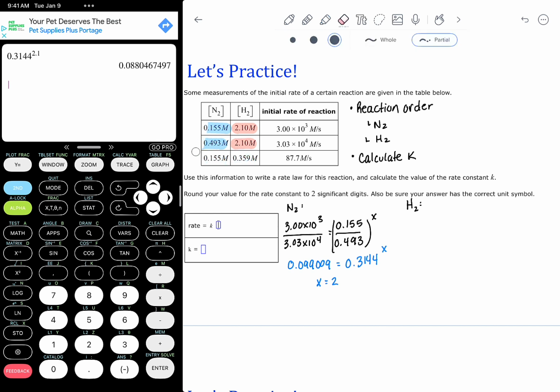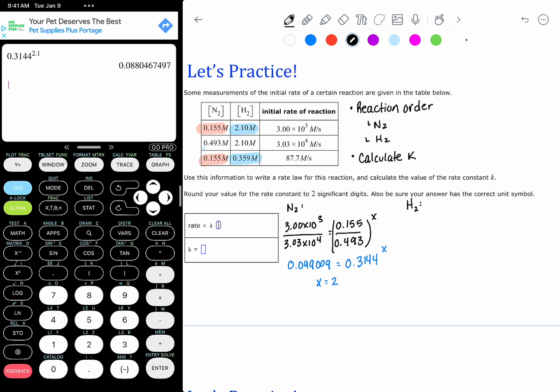So let's erase these. Hydrogen is changing between 1 and 3, whereas in 1 and 3, nitrogen is constant. So we want to use 1 and 3 for hydrogen, not 2 and 3, even though the concentrations are different. You have to look at the concentration of the other reactant as well and make sure that that is unchanging.